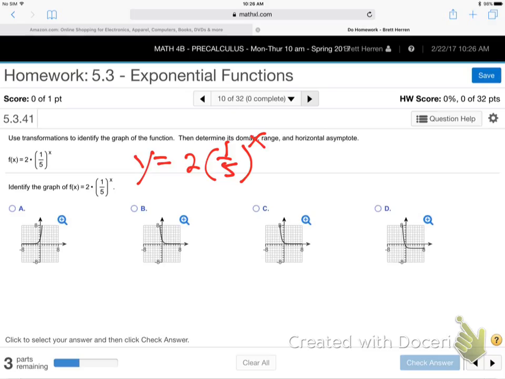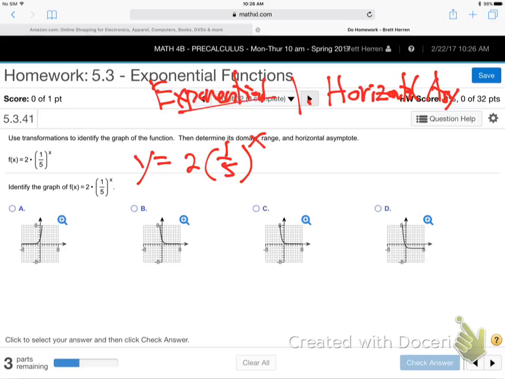So the first thing I need is the horizontal asymptote. Got to find the horizontal asymptote. That's always the first step. Horizontal asymptote, step number 1 on an exponential graph. So what is the horizontal asymptote? It's whatever number's out here added or subtracted, which is nothing.